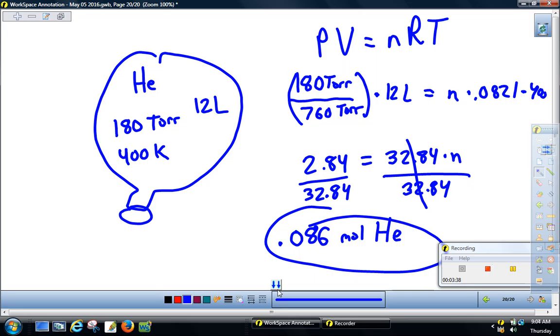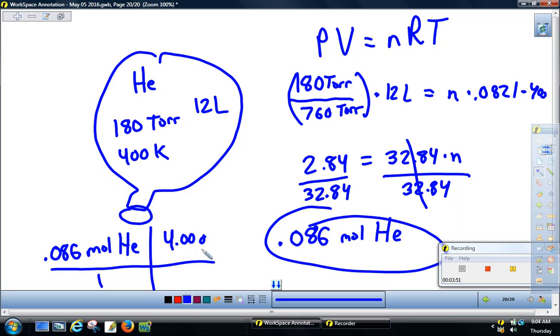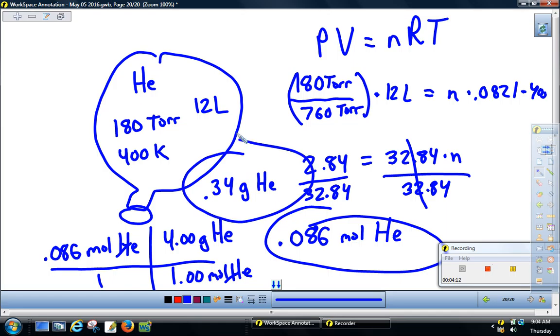If you want to know how much it would weigh, we take the number of moles and multiply it by how much a mole weighs. 4 grams of helium is equal to 1 mole of helium. So 0.086 times 4 gives 0.344 grams. Keeping sig figs, we round that to 0.34 grams. Our scales don't have the ability to go past 2 decimal places, past the hundredths of a gram. So that's the ideal gas law.